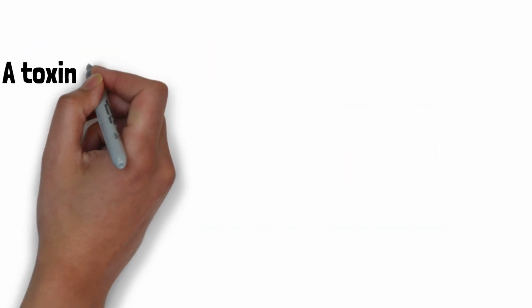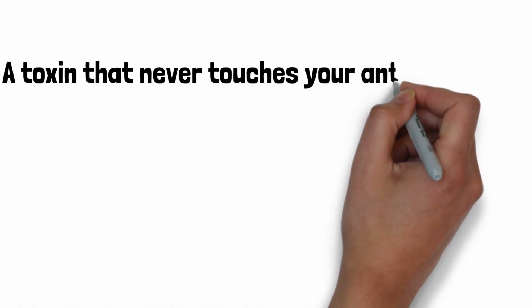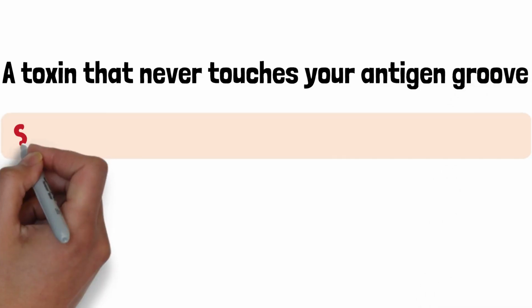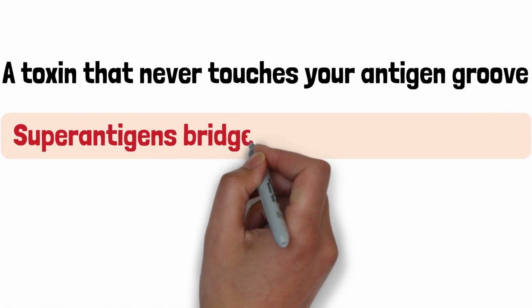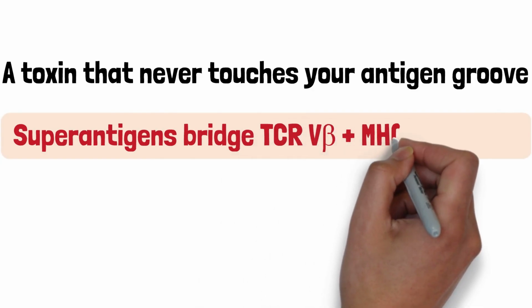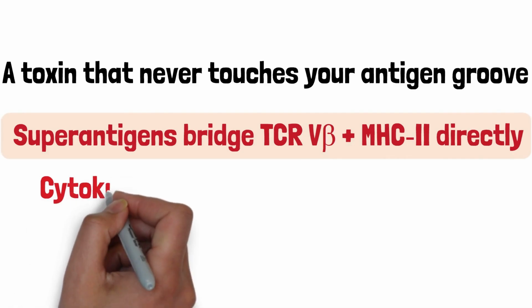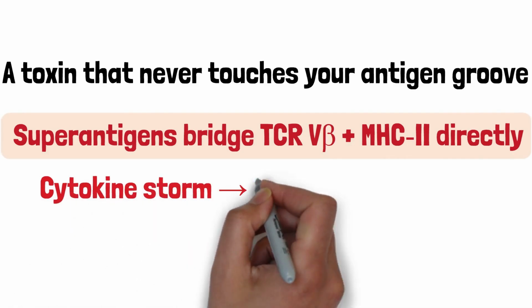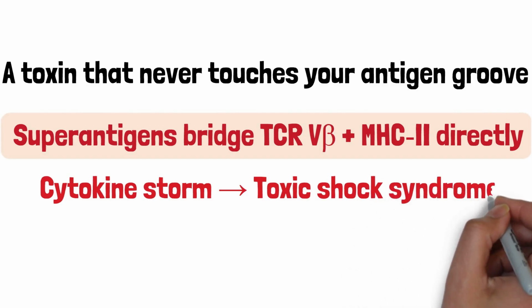What if a T cell could fire off a full immune response without ever recognizing its actual antigen? Superantigens like TSST-1 skip the antigen groove entirely. They staple the TCR's V-beta domain directly onto MHC class II, switching on huge numbers of T cells at once and triggering a cytokine storm that causes toxic shock syndrome.